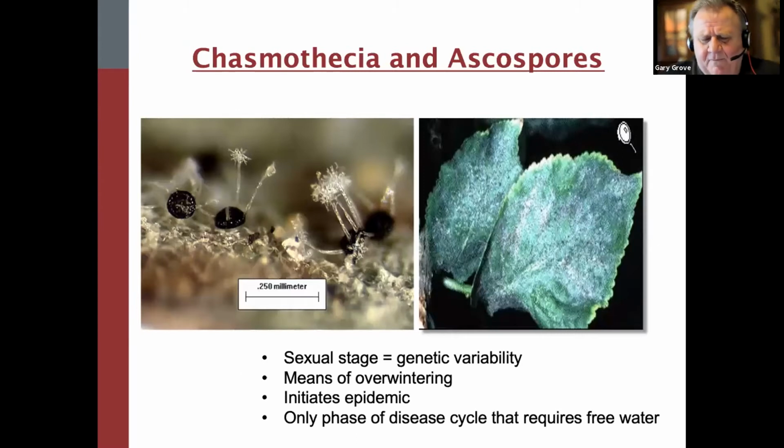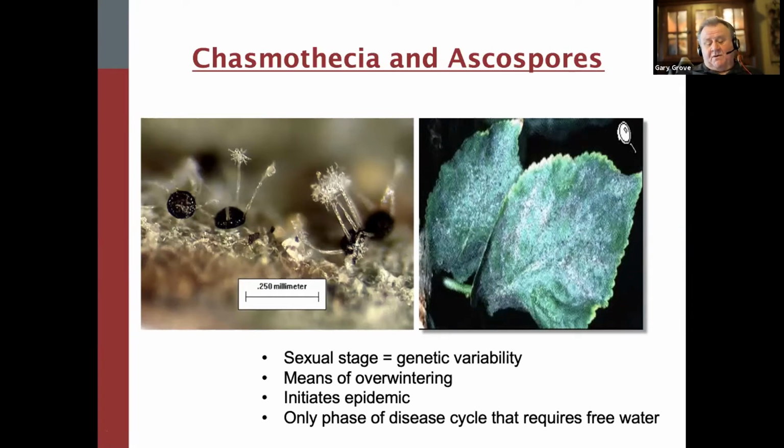The fungus that causes the powdery mildew produces two spore types, ascospores and conidia. The ascospores are born in what are called chasmothecia, and the chasmothecia are these small, barely visible to the human eye, small brown to black structures that are formed well into the epidemic. And this is actually the sexual stage of the fungus, source of genetic variability, but it is the only means of overwintering, that is getting our powdery mildew friend from year one into year two.